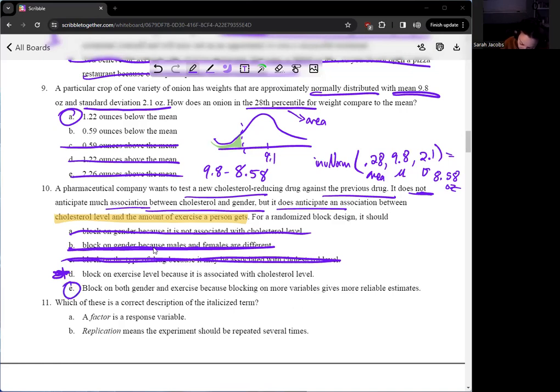And the reason we're saying this is it does not anticipate much association, but there could be some, right? If we have to choose between exercise and gender, we definitely want to choose exercise if we can only do one or the other. But if we can do both and create multiple blocks, that would be better because then we could really make sure that we're not getting differences due to gender or exercise levels, that any statistically significant differences we observe are more likely due to the difference in treatment rather than the difference in the groups.